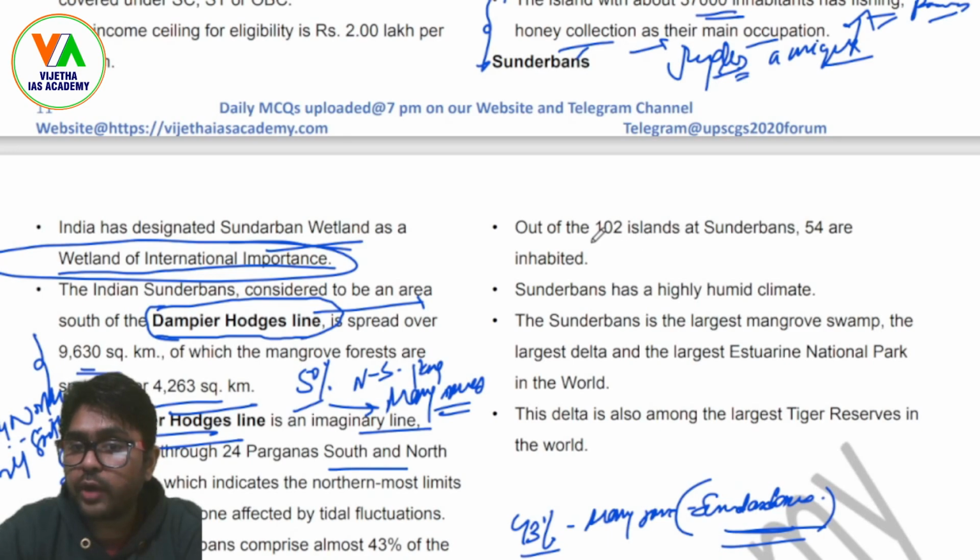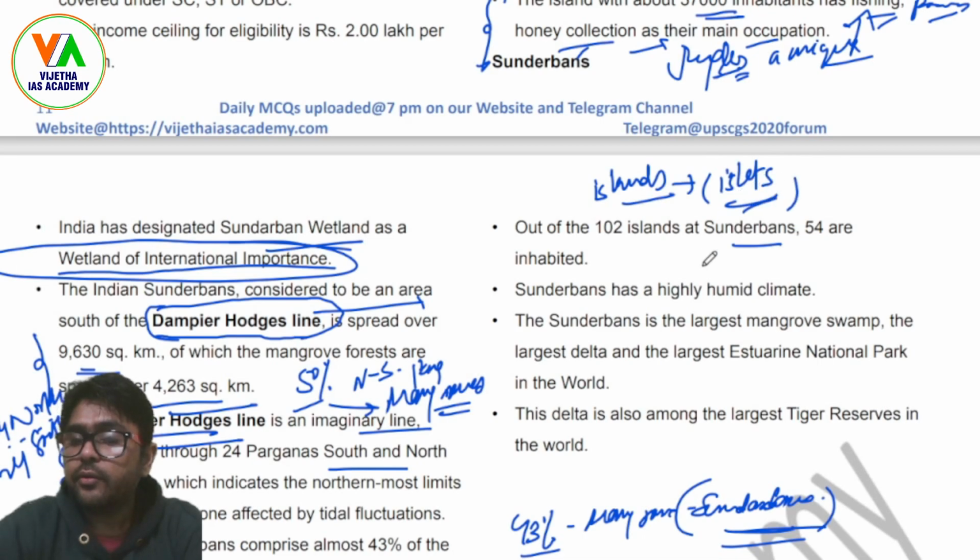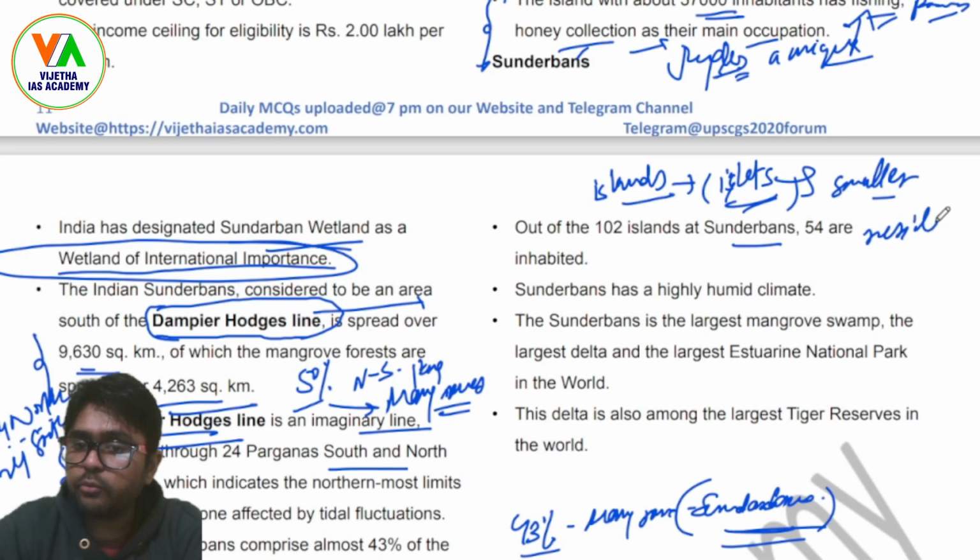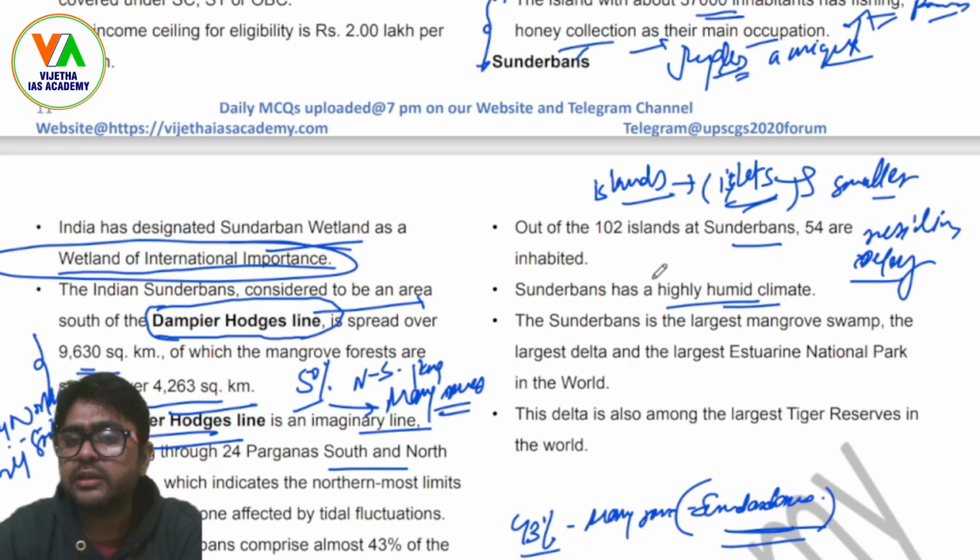Then out of 102 islands at Sundarbans, there are islands and also islets, right? Islets are generally the smaller islands where people are not residing, and mostly they are rocky in nature with no vegetation. This is just the simple definition, right? And Sundarban has a highly humid climate, of course, because it is near the tropical range, the Tropic of Cancer line is passing through.